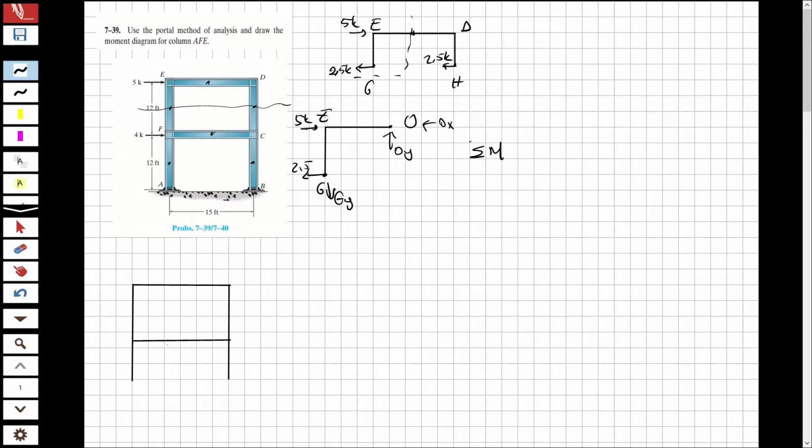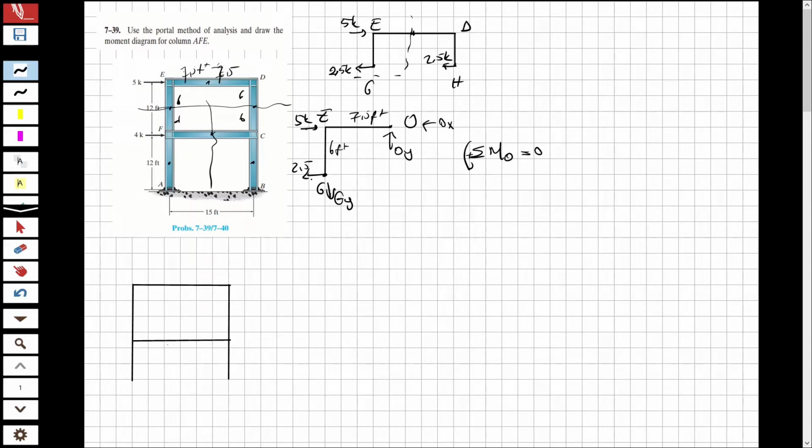Let's write the moment equation here. The moment at O is equal to 0. So 2.5, this will be 6 feet, this will be 7.5 feet. Before everything, let's write this one. Look here: this is 7.5 feet, and 6, 6, 6, 6, because we take the half of this whole part.